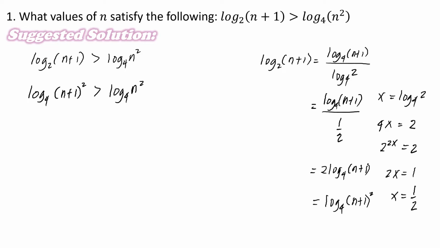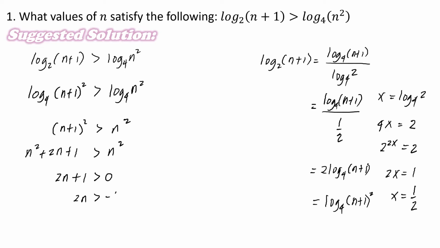Since pareho na ng base ang ating logarithmic expression sa dalawang side ng inequality symbol, gamit ang 1-to-1 property ng logarithmic function, meron tayong n plus 1 squared is greater than n squared. Expand natin ang nasa left-hand side. Meron tayong n squared plus 2n plus 1 is greater than n squared. Mag-subtract tayo ng n squared sa both sides, subtraction property of inequality. Meron tayong 2n plus 1 is greater than 0. Then, meron tayong 2n is greater than negative 1 and n is greater than negative 1/2.